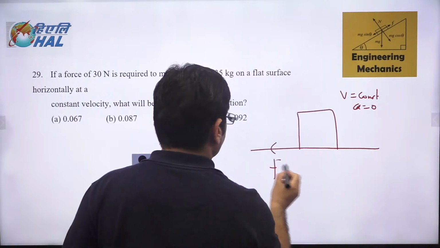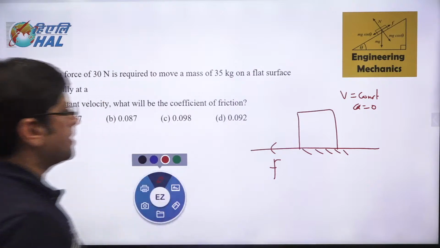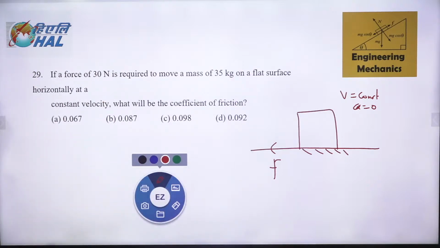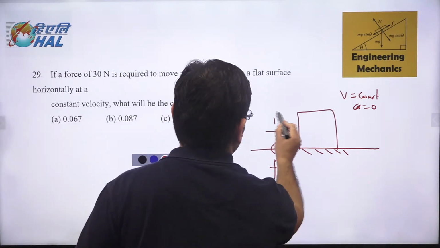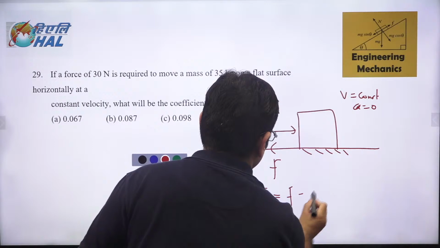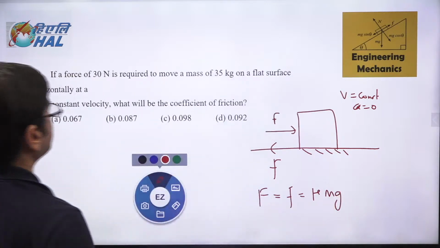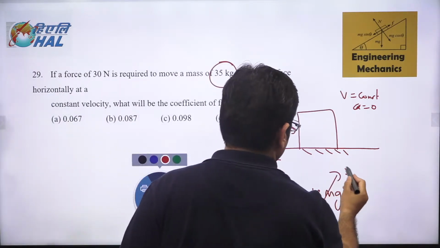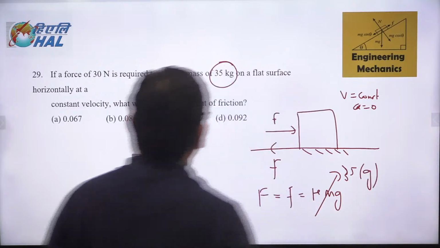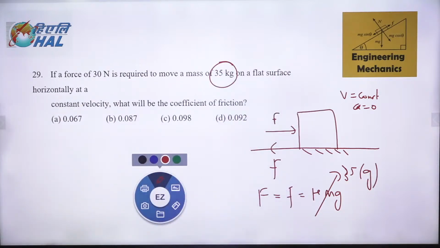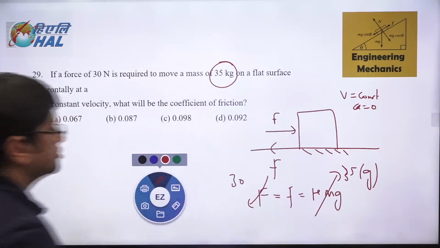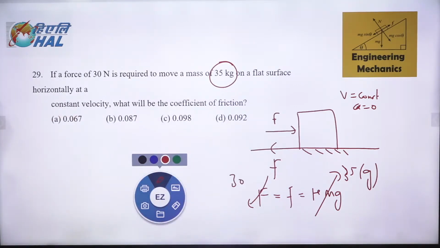That means the friction force acting on the body is balanced by the external force which is acting. F is equal to force of friction, which is mu into mg. So what is given? M is given, 35 kg. Acceleration due to gravity is g. Mu is the coefficient of friction and F is 30 Newton. So we can easily find the value of mu here. That mu value is coming out to be 0.087. That is the answer for this question.